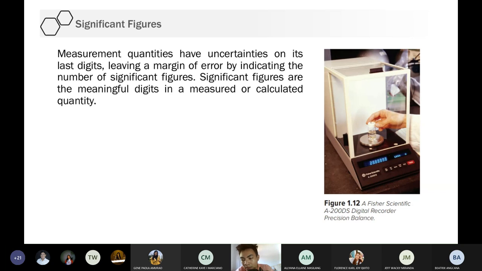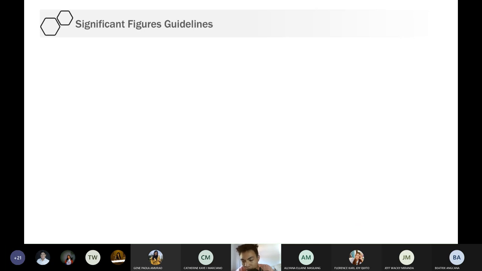So, however, let's recall first, how do we know that a number is significant, no? So there are five guidelines. There are five easy guidelines for us to follow. Number one, all non-zero digits are significant. So that means any number between 1 to 9, they are significant, okay?